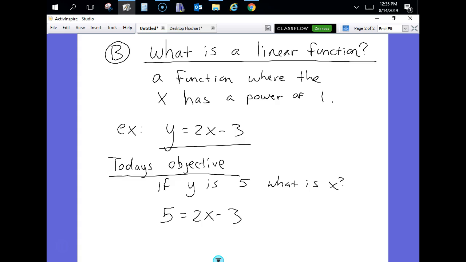So, can I proceed, or is somebody still writing? Still writing? Okay, I'll pause for a second.